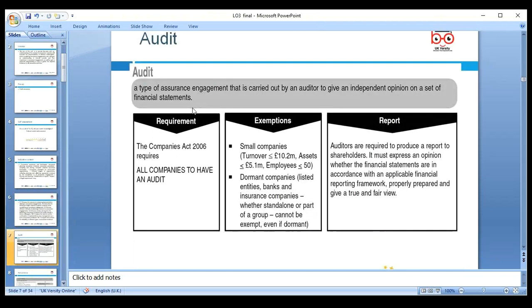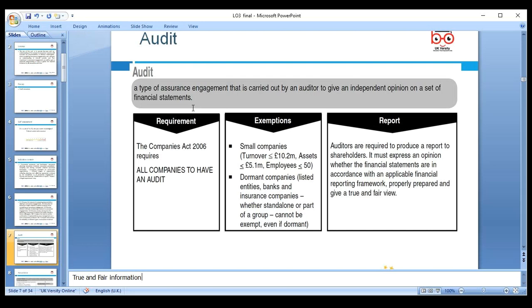We'll start. First of all, what is audit? A type of assurance engagement carried out by an auditor to gather an independent opinion on a set of financial statements. So assurance engagement is all about getting an independent opinion about the financial statements. What is true and fair? The statements should give us true and fair information. If statements don't give true and fair information, of course, it's not a full assurance. So an auditor never gives absolute assurance.